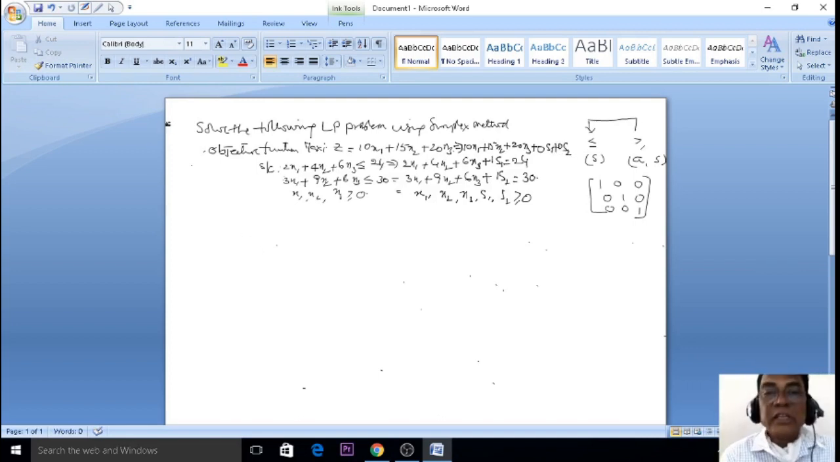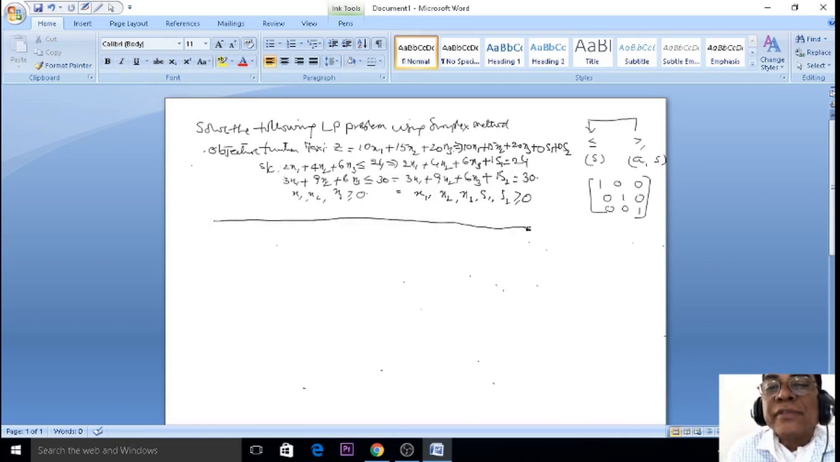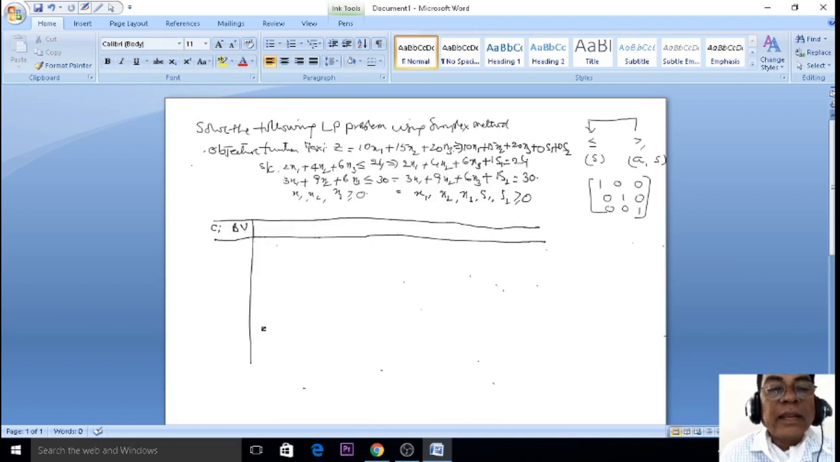Now once we convert the inequalities to equal equations, the next step is to enter the coefficient values in the simplex table. So how to draw the simplex table? This is a fixed simplex table. This is CI, BV, basic variable. Next, solution value, SV, shortcut for solution value.